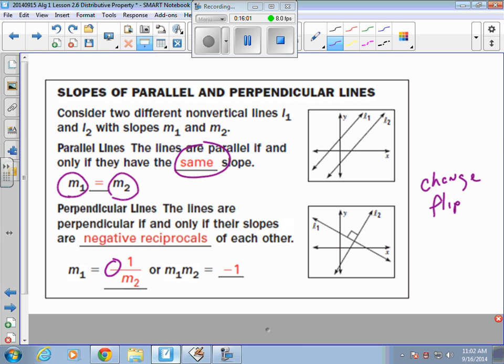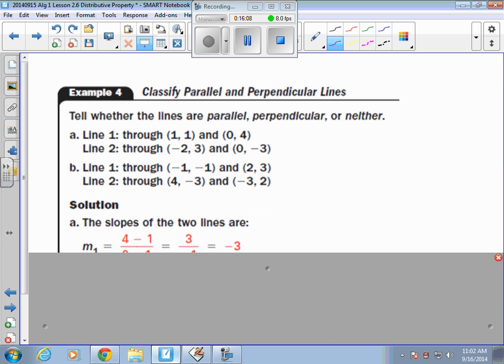I have a couple examples that make a little bit better sense. Negative reciprocals, change it and flip it. Okay, classifying these as parallel or perpendicular lines. It says tell whether lines are parallel, perpendicular, or neither one. It could be neither one.